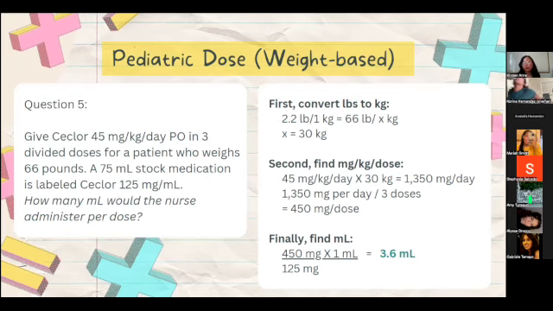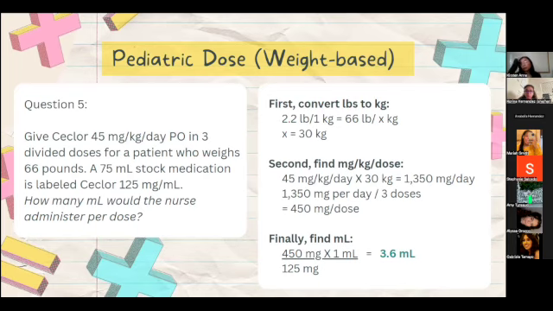Yes, perfect. So all you really have to do when you're given a weight is if it's 66 pounds, you just divide it by 2.2 pounds. You can do dimensional analysis or ratio proportion, whatever helps you, but you can also just divide it by 2.2. When you do that, it should be 30 kilograms.